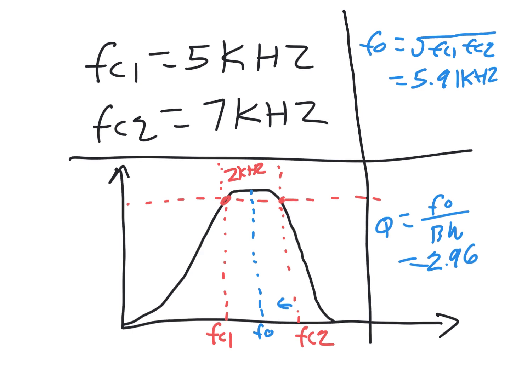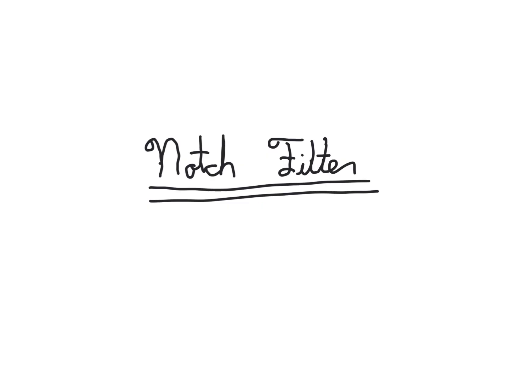So I brought FC down, so it made this part here narrower, and then notice that number went up. So the higher the Q, the more selective the filter is, and the lower the Q, the wider the bandwidth, the less selective it is. All right.